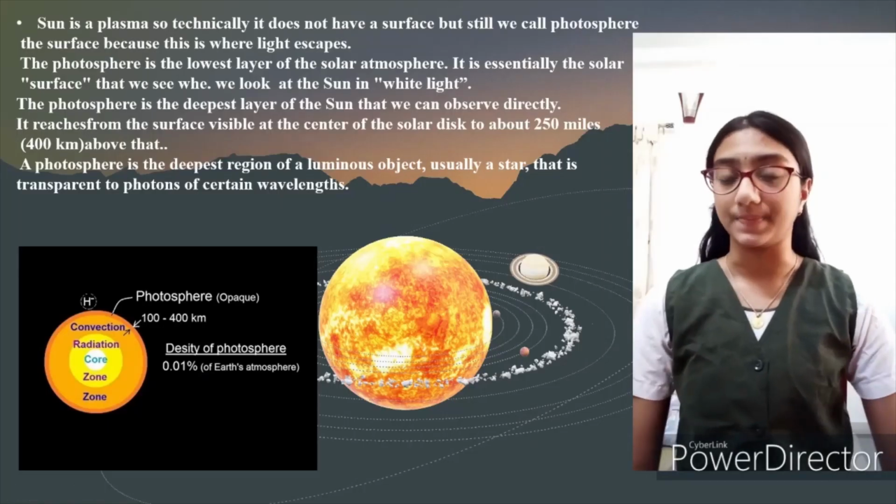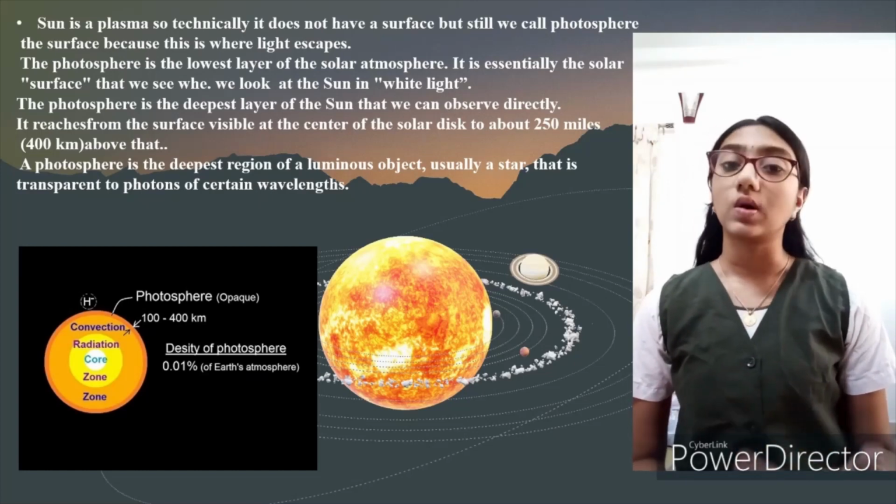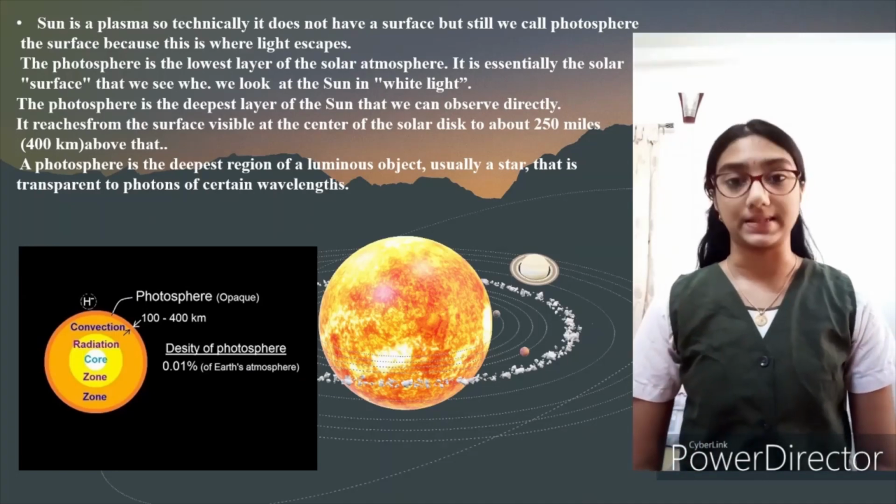So, what's the next layer? It is the photosphere. It is known as the surface of the sun. But isn't the sun like a plasma? How can it have a surface? Yeah, isn't the sun like a plasma? Yes, the sun is a plasma, so technically it does not have a surface, but still we call the photosphere the surface of the sun because this is where light escapes.